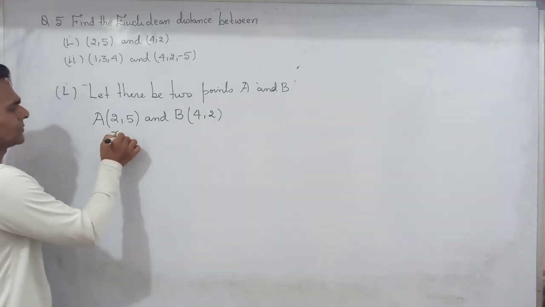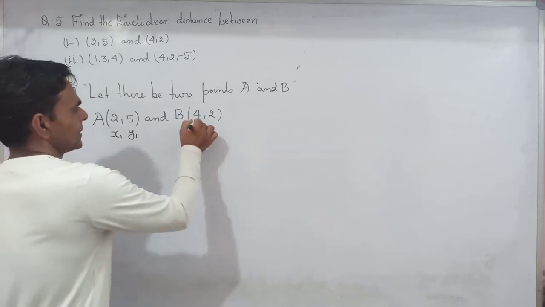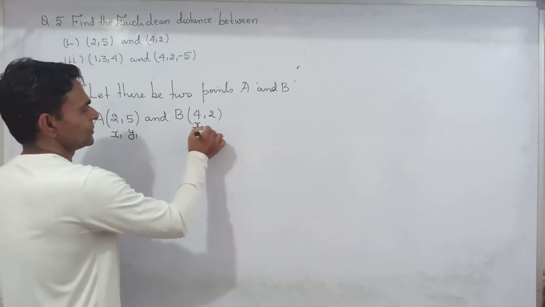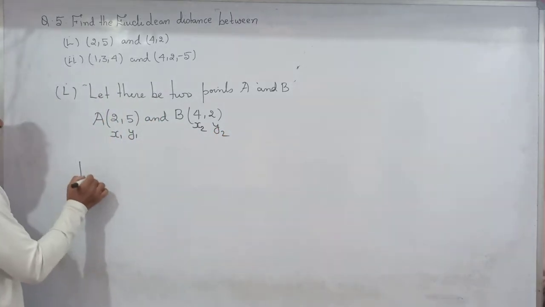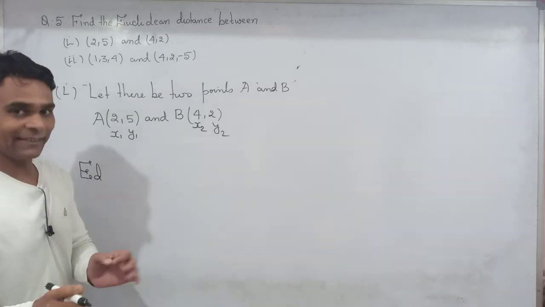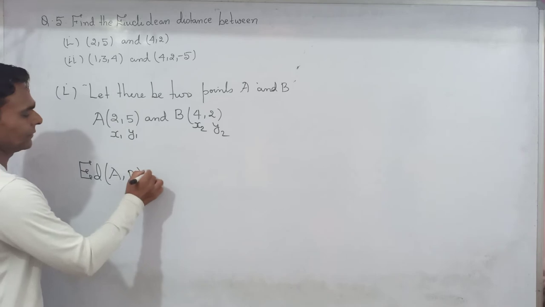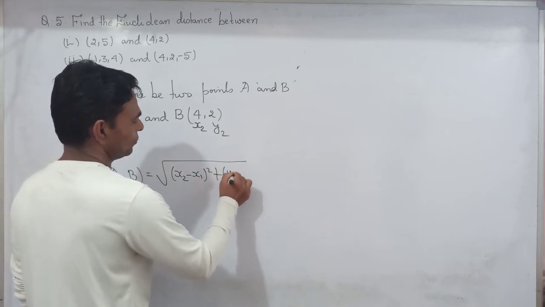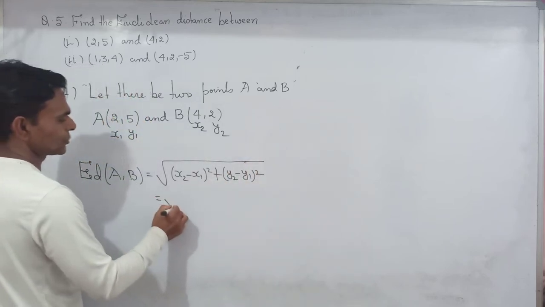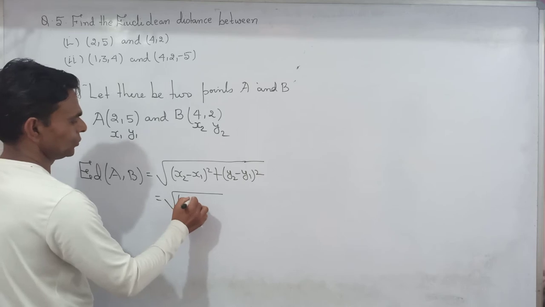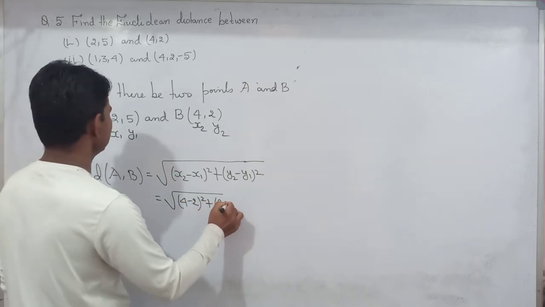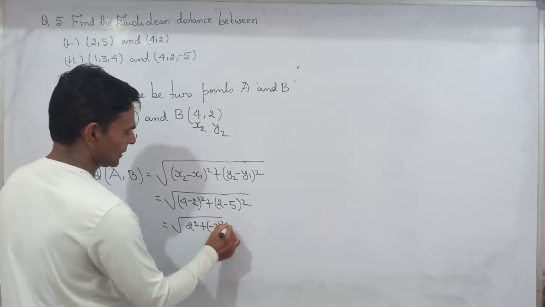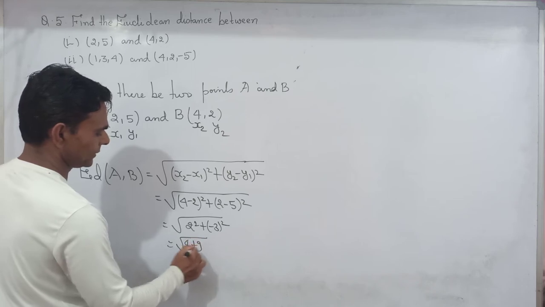In A, the first number is x1 and the second is y1. In B, the first number is x2 and the second is y2. UD, that is the Euclidean distance between the two points A and B, is given by the formula under root (x2 minus x1) square plus (y2 minus y1) square. Now x2 equals 4, minus 2 square, plus y2 equals 2, minus 5 square. That is 2 square plus (minus 3) square, which is 4 plus 9, that is under root 13.